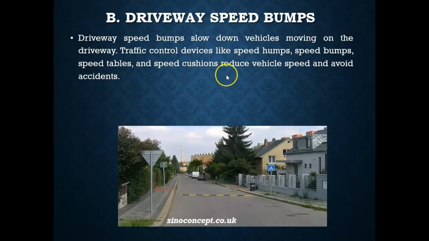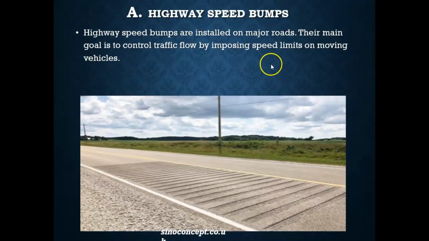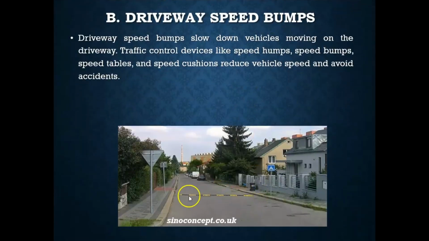We have the driveway speed bump. The driveway speed bump slows down vehicles moving on the driveway, and driveways are way different from what we have on the highway. I think we're kind of conversant with this type of speed bump. No matter the speed at which a vehicle is moving on this driveway, it slows down when it gets to this point of the speed bump before it picks up speed again.